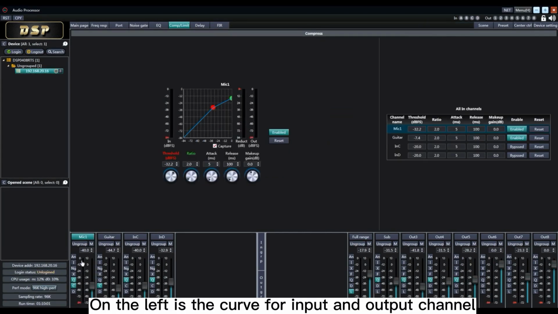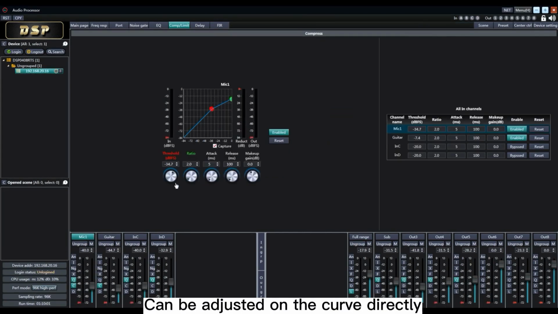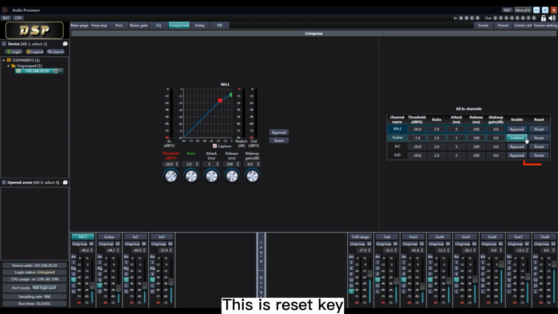On the left is the curve for input and output channel, which can be adjusted on the curve directly. It can also be adjusted on the right side. After finishing adjustment, click to enable. This is the reset key.